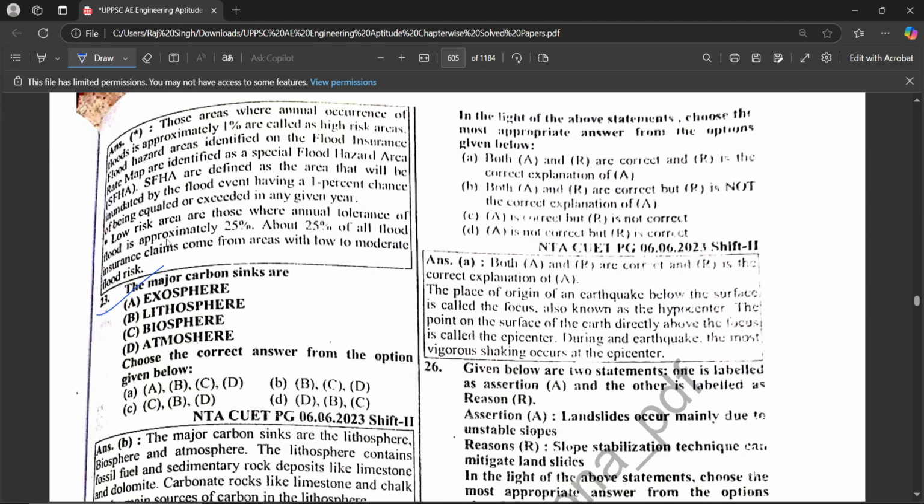The major carbon sinks are exosphere, lithosphere, biosphere, atmosphere. तो आपको पता है lithosphere, biosphere and atmosphere, hence BCD. BCD आपका बी हो जाएगा. ठीक है आपका.